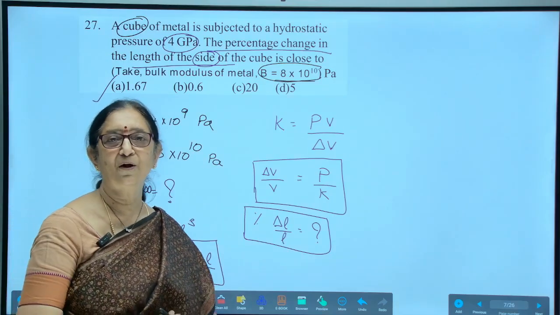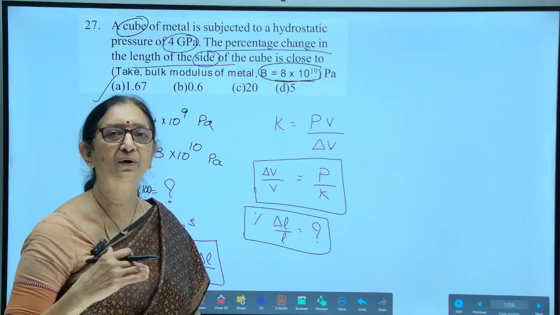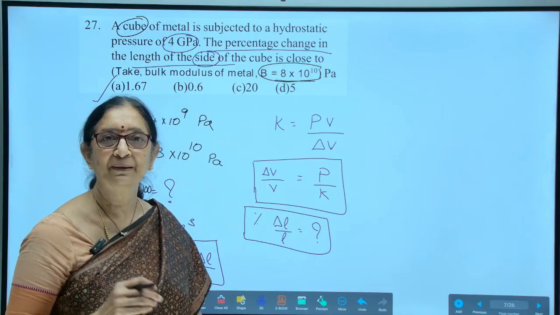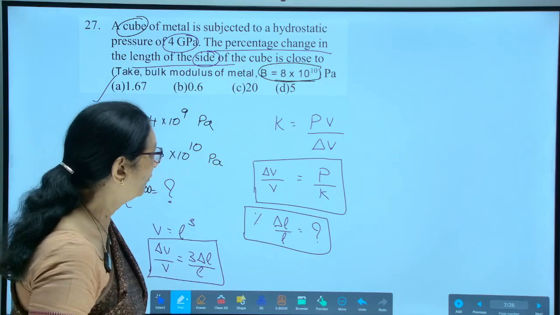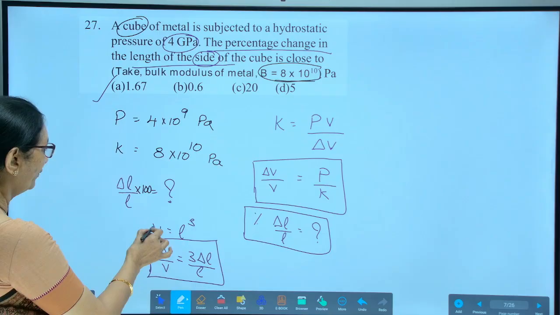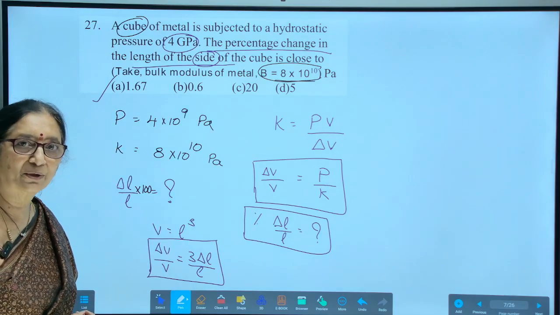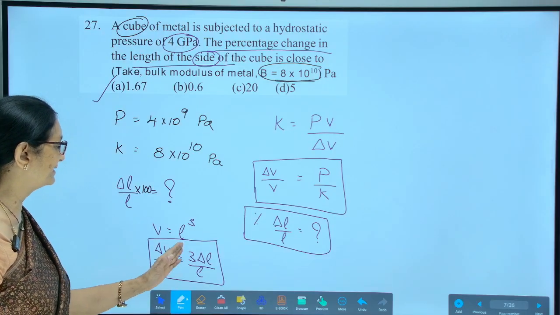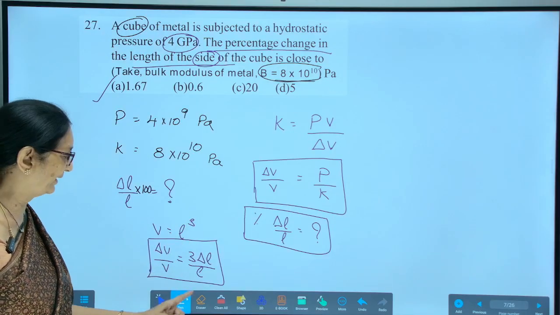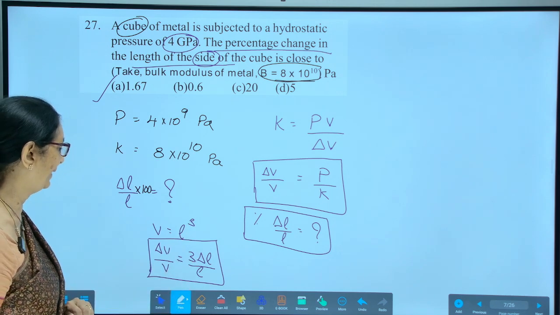But in bulk modulus consideration, we don't straight away talk about the fractional change in length, but we talk about the fractional change in volume. So here we know volume is equal to L cube. So for small changes, delta V by V is equal to, as the power of length is 3 here, 3 into delta L by L.